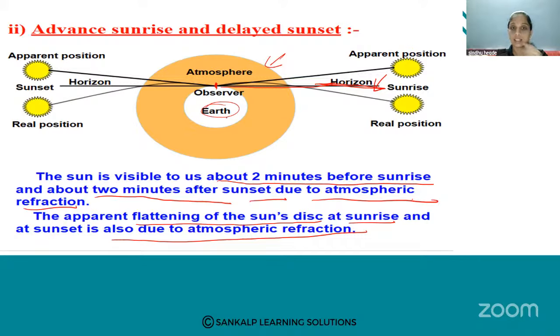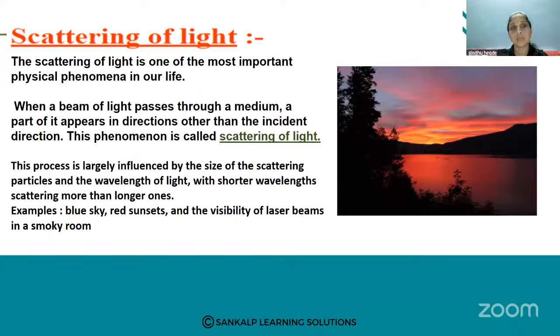So what do we say here? At sunrise and sunset time, the sun exactly looks like it is flattening, right? It is in a disc shape, we say, not exactly round. This also occurs due to the main reason of atmospheric refraction. The main reason for this too is atmospheric refraction. These are all the main natural phenomena which occur under the light phenomena, that is atmospheric refraction. We'll move to the next one. Another important concept, that is scattering of light.